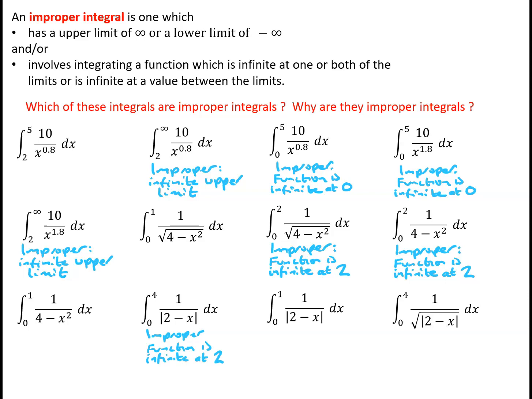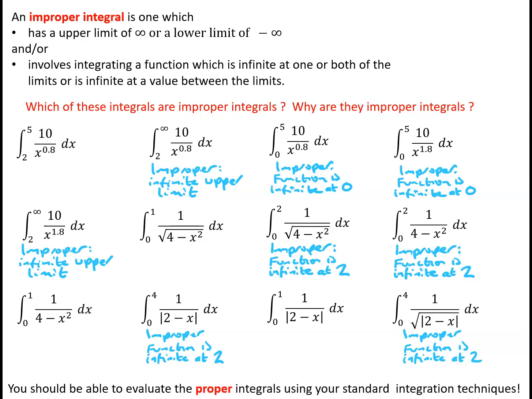1 over the modulus of 2 minus x between 0 and 1 is fine because 2 minus x doesn't take a 0 value between 0 and 1. 1 over the square root of 2 minus x between 0 and 4 again is improper because when x is 2 we're going to have 1 over the square root of nothing, which is infinite. We should be able to evaluate the proper integrals using standard integration techniques.